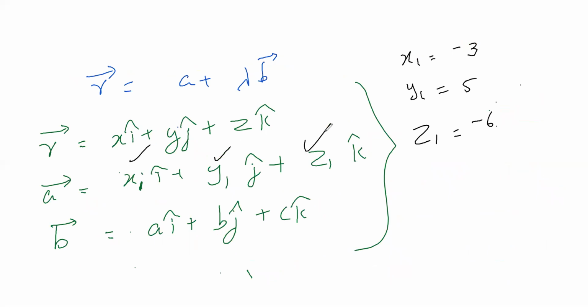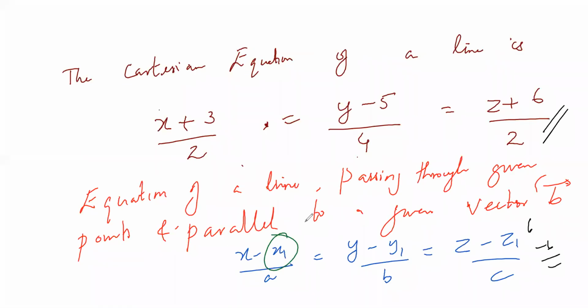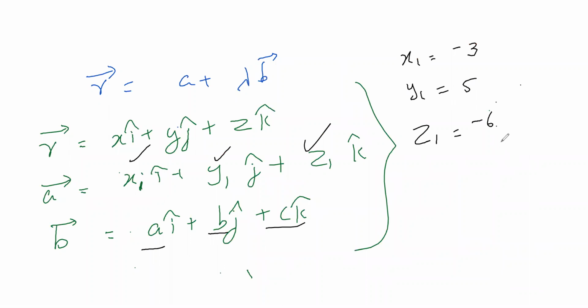What about this a, b, c? Again, compare the equation. a, b, and c here are 2, 4, and 2. Directly substitute: a is 2, b is 4, and c is 2 respectively. So this is also done. The a, b, c values are done.